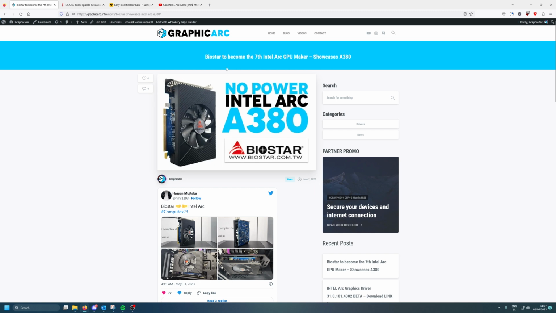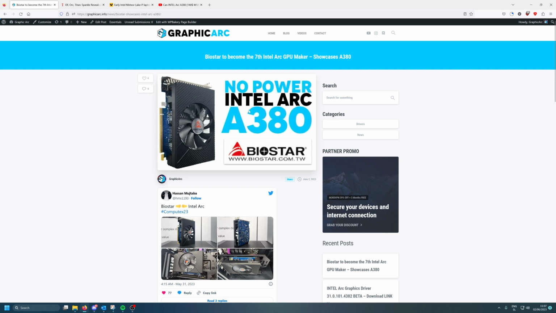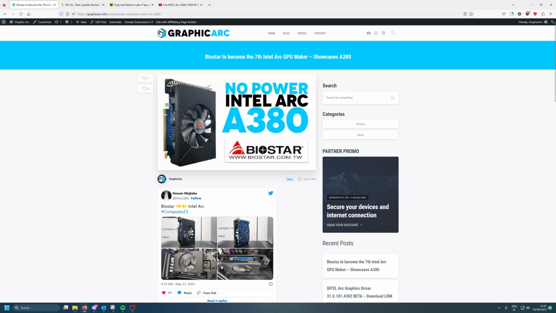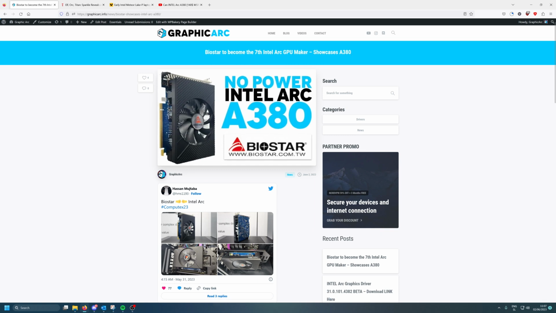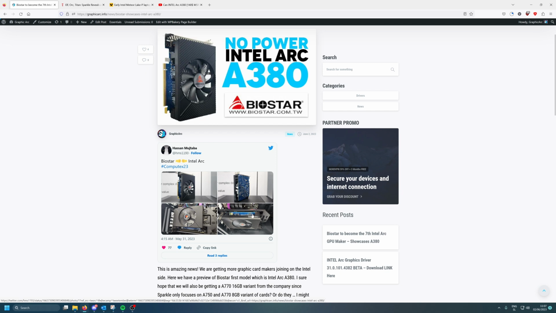You know Computex 2023, there were lots of Intel Arc GPUs announced there, and the first one is actually from Biostar, which showcased an A380. But this one has, as you can see here, no PCIe power input, which is good to see. We need more of such GPUs.